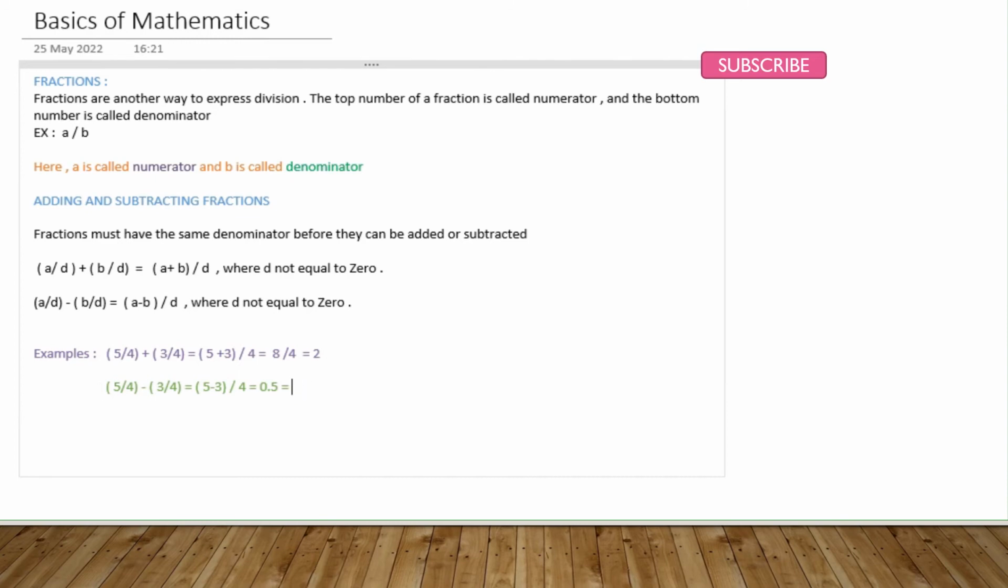I am going to explain clearly. 5 minus 3 is 2, that divided by 4 is equal to 1 by 2, which is nothing but 0.5. That's why the computer shows 0.5.